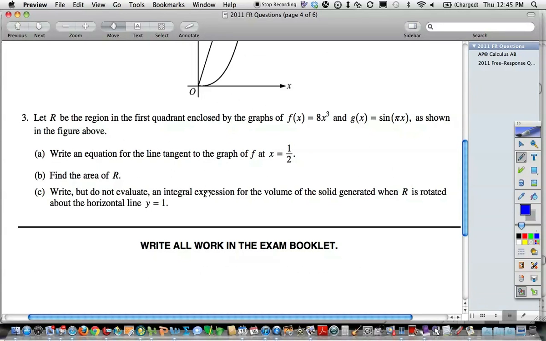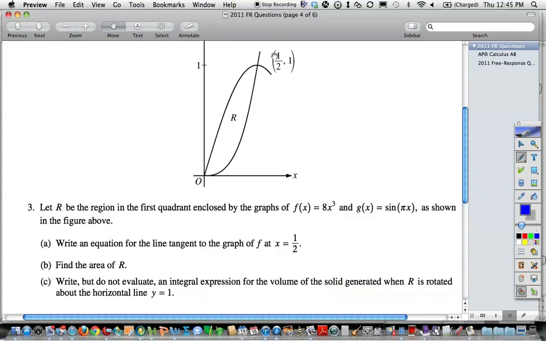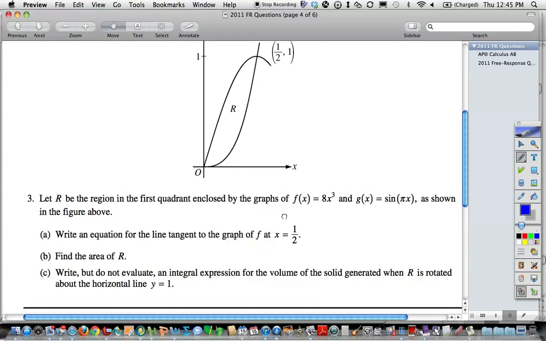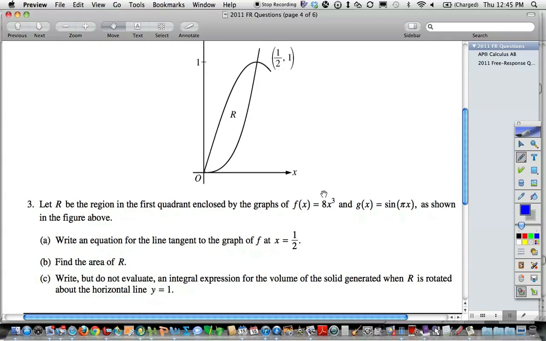We need the point at 1/2. Oh, gee, look, they gave us the point at 1/2. There it is. And we need what? How do you get the slope? Here it is right there.